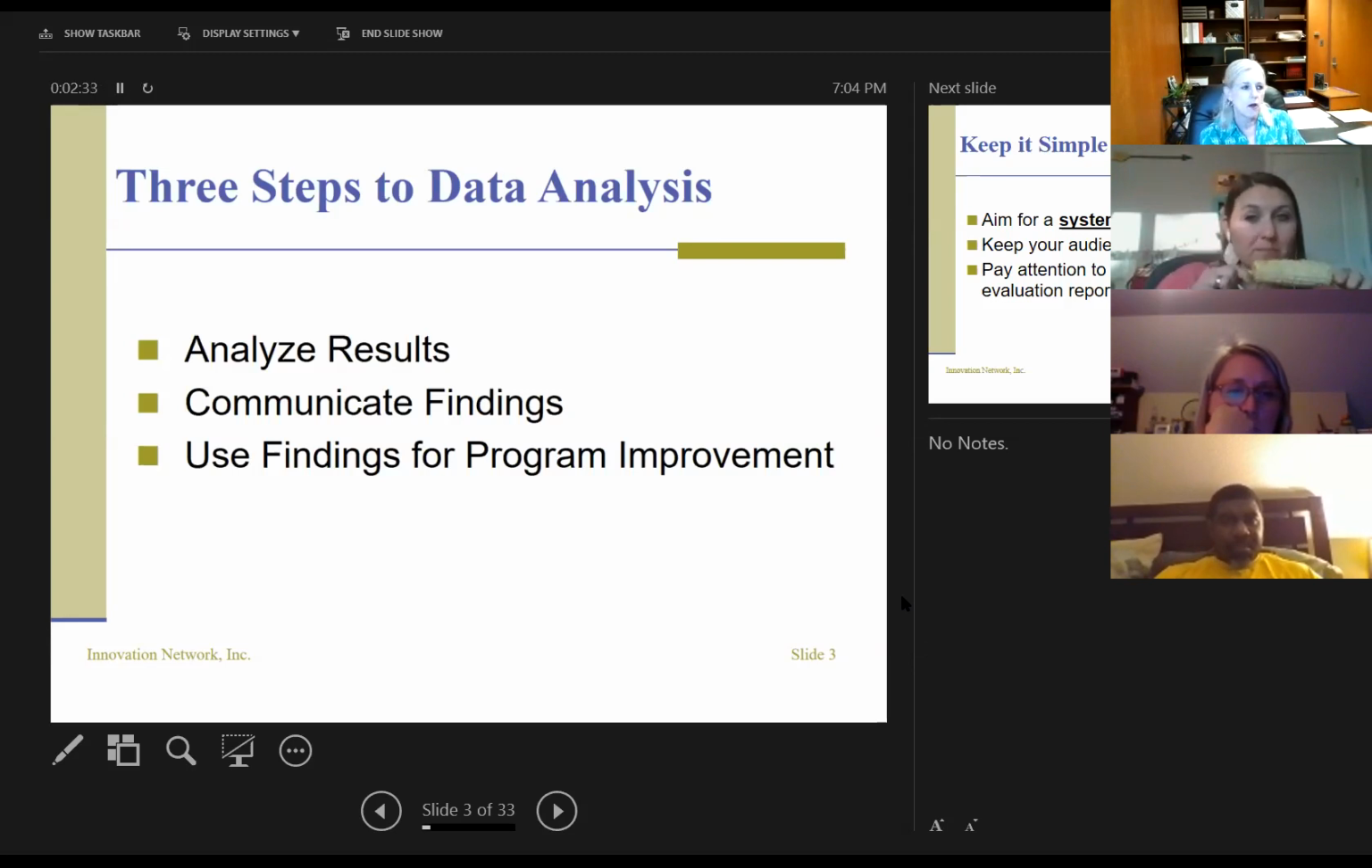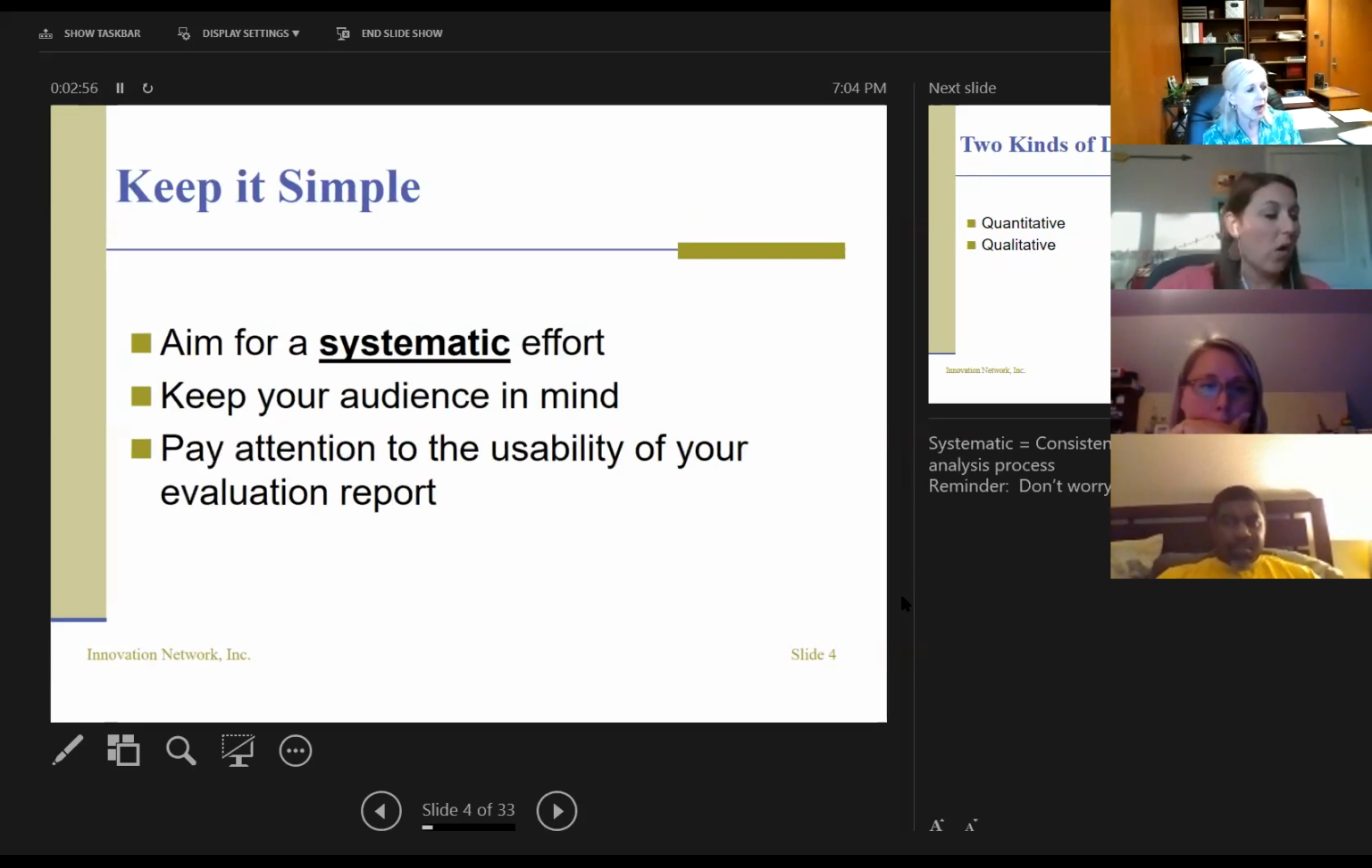Also, lots of times we do data analysis, and we might even communicate, but then we fail to act on it. If we're going to go through the entire effort of data analysis, we have to make sure that whatever we discover in the data, we actually use to improve our programs and our practice. The whole idea is that you want to have a systemic effort. So who are you actually analyzing the data for?